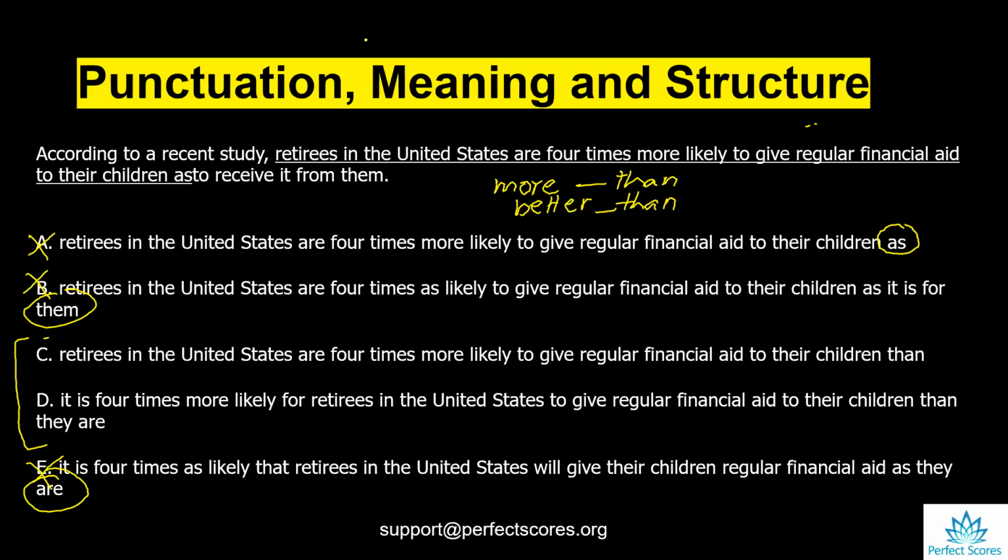Okay, out of C and D, C is a better option. Okay, so what's the problem with D? It's more wordy comparatively. C is more concise and gives the complete meaning.